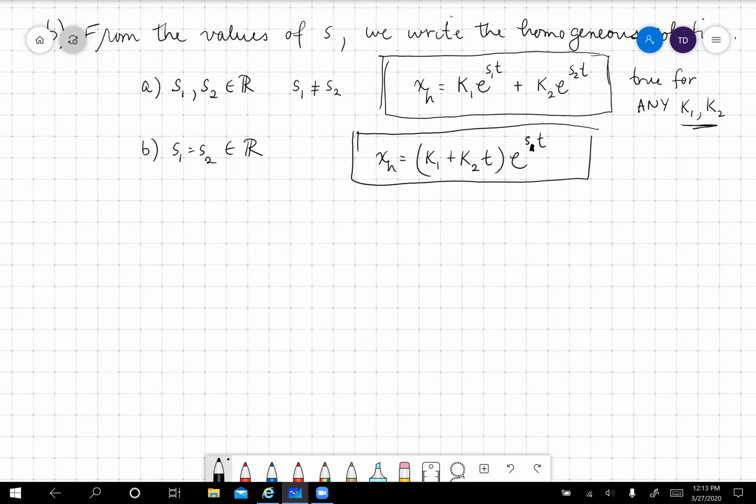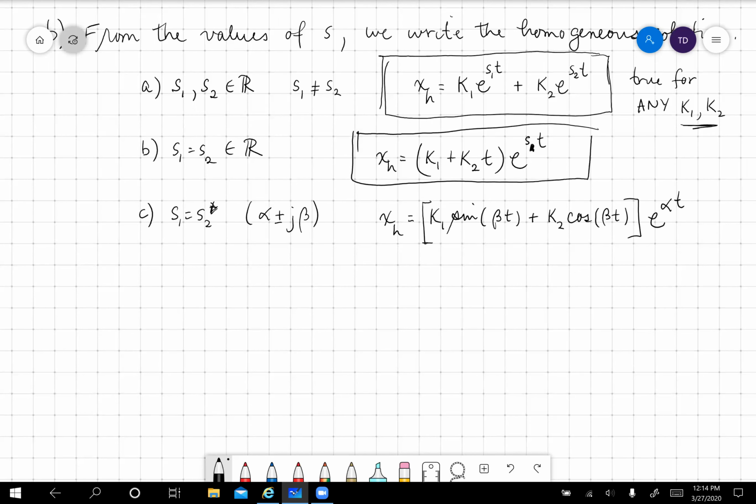And then the third situation was the following. It's S1 equals S2 conjugate. And so we said, let these be equal to alpha plus or minus j beta. So what will happen is we will have X sub H is equal to K1 sine of beta t plus K2 cosine of beta t, all of that multiplied by e to the alpha t. And that is also true for every K1 and K2.